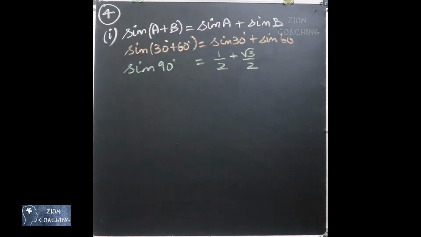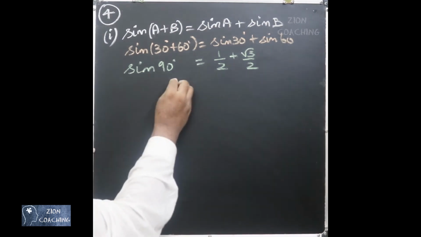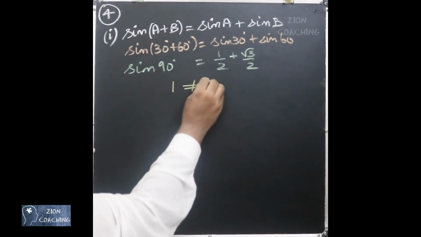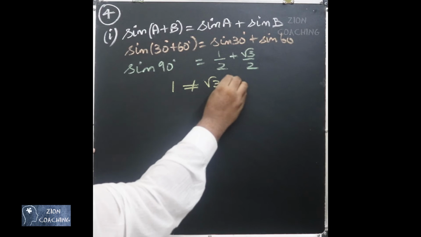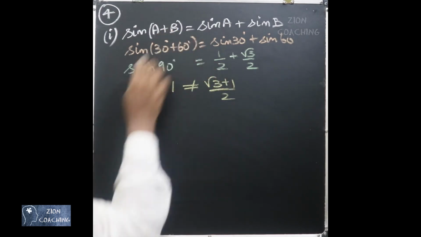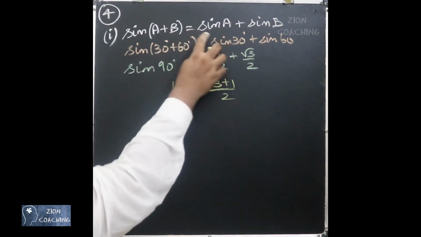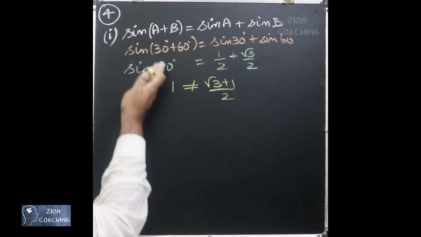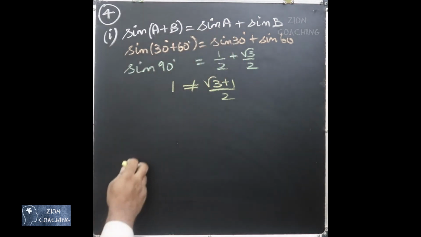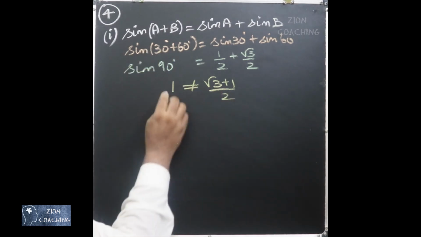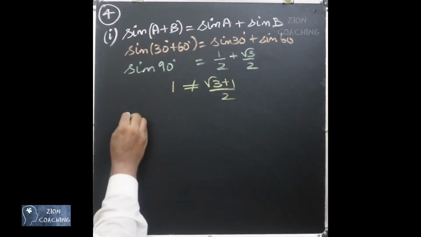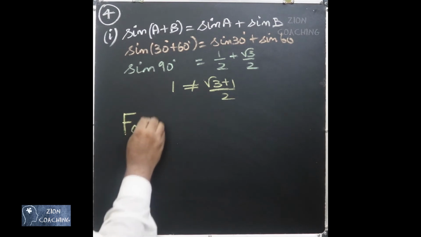Now you know that sin 90 degree value is 1. 1 is not equal to (root 3 plus 1) by 2. So the condition fails there. You can say this statement is true only if it is satisfying for all the angles of A and B. Since we can see a failure here, your answer is going to be false.